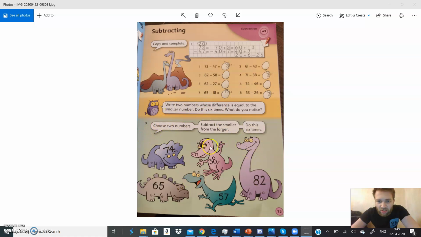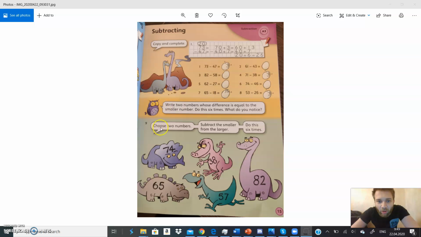You just have to choose any two numbers and subtract the smaller one from the bigger and do it 6 times. So number 9 should have 6 parts and it's any different 6 combinations. Just be careful that you don't do the same question twice and you will be fine with that. It's not too difficult. The numbers are just 2 digits every time.